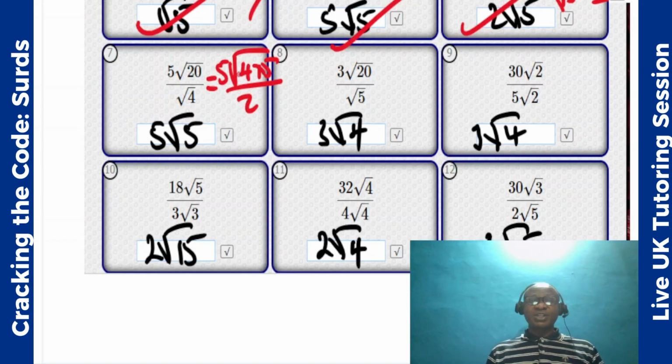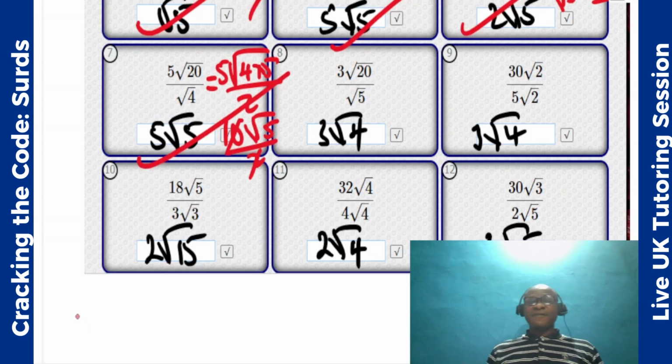So at this point, you can bring out that square root of 4 will come out and become 5 times 2, which is 10, then root 5 over 2. Then 2 will cancel out 10 to give you 5. Your answer is correct. 5 root 5 is correct. In this case, you divide direct.